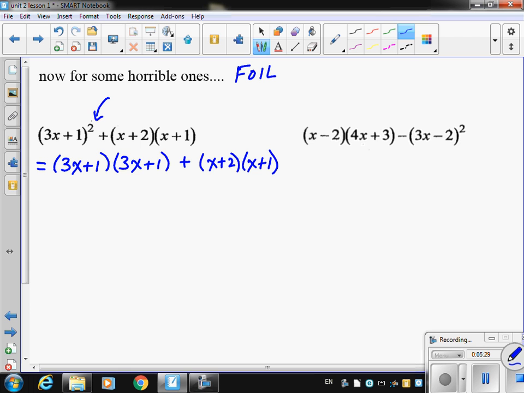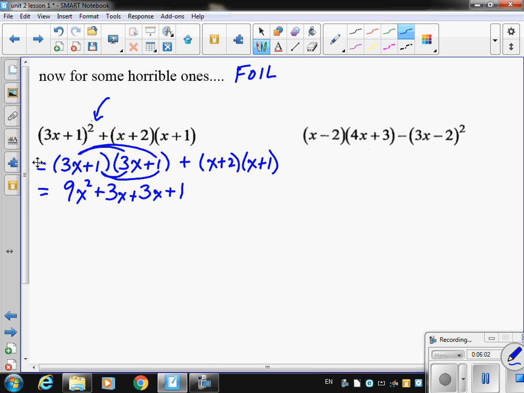Okay, so what I see is 2 cases of FOIL. The first one is 3x plus 1 times 3x plus 1. So FOIL would be firsts, 3x times 3x, 9x squared. Outside would be 3x times 1, plus 3x. Inside would be 1 times 3x. Oh, another 3x. And lasts would be 1 times 1, plus 1.